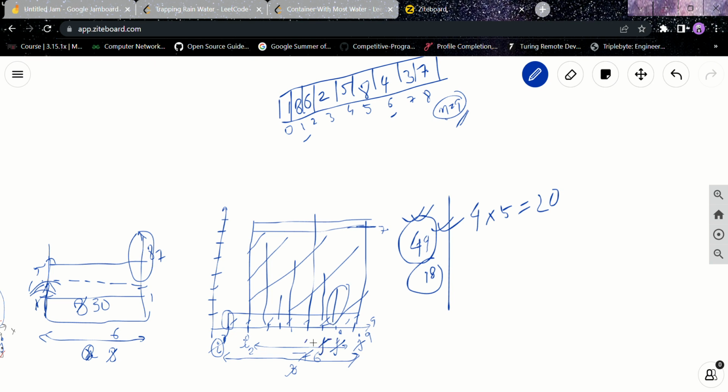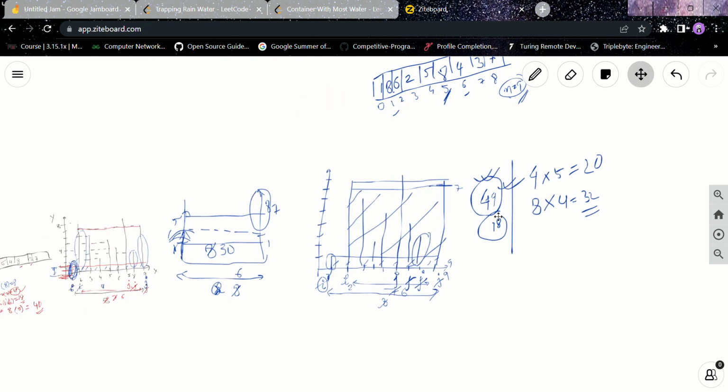Now again j minus minus. Now what is the height of j? 8. Now we have 8 and the distance between the containers is 4. So 8 into 4, 32. Furthermore, if you dry run, you will get less than 49 only. So the answer for this question is 49.